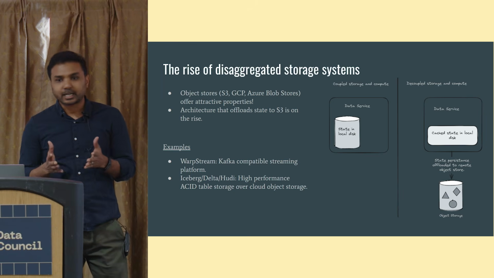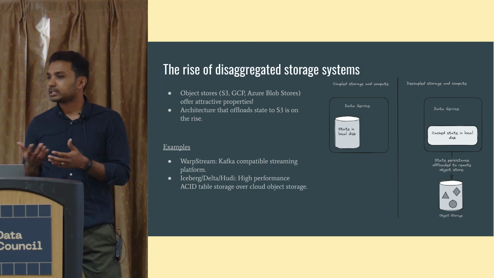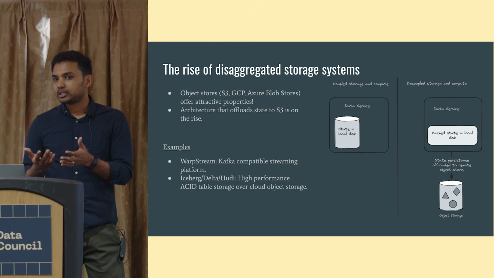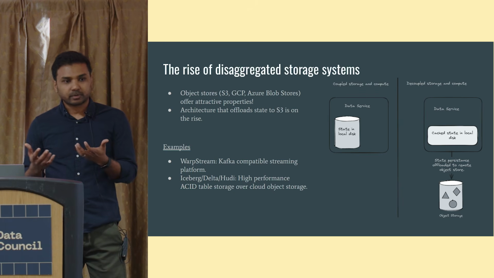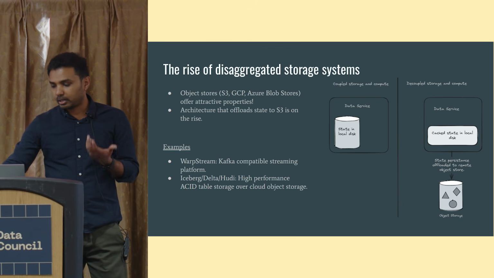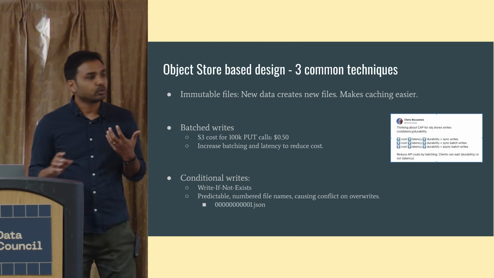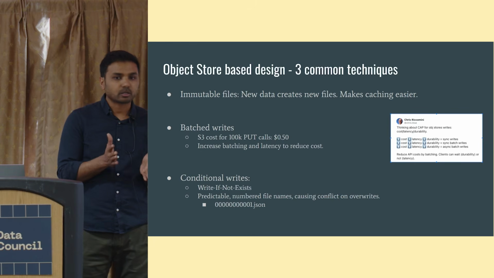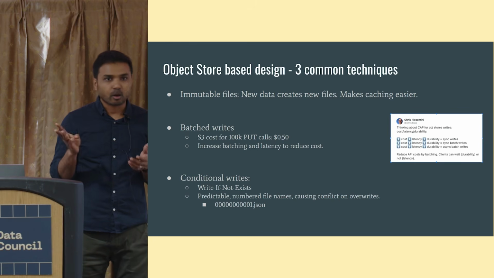All the analytical table formats like Iceberg and Delta do the same thing. They leverage object store in a big way. Most of the data, in Delta's case, all the data is stored on object store. TurboPuffer and a few others talked about this as well in different talks in this conference. Now, what do these systems have in common? What are the primitives that they use? There are 3 common techniques that they all use.